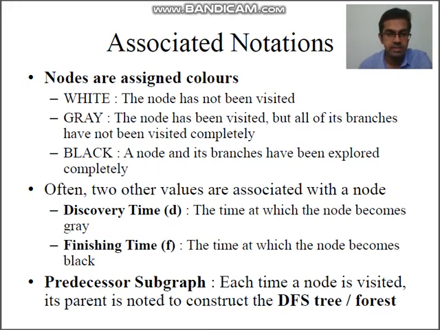have been explored completely. Every node also has two associated time values, the discovery time D, which is the time at which the node becomes gray, and the finishing time F, which is the time at which the node becomes black. The DFS algorithm also keeps track of the predecessor of every node that it visits, and this is used to construct a DFS tree or forest at the end of the algorithm.